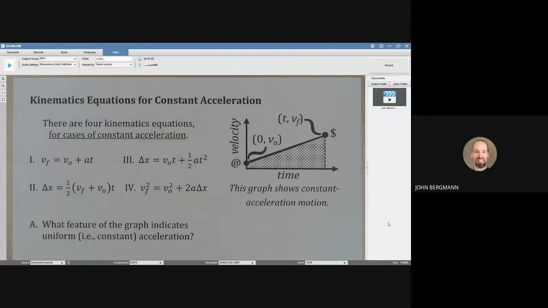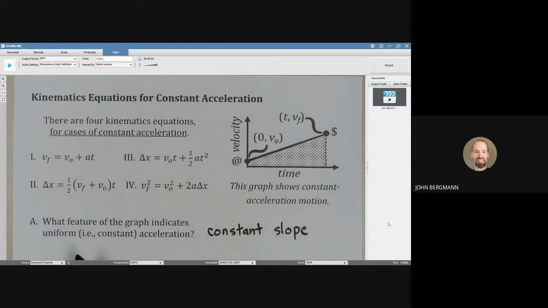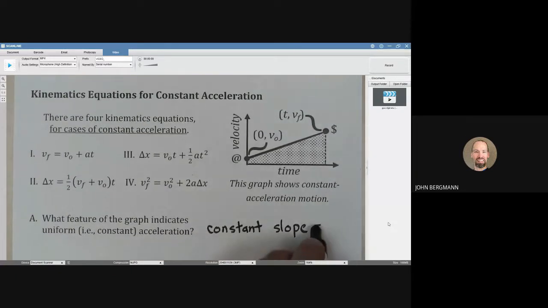Now, where do these come from? What we're showing here is constant acceleration motion. And what feature of this graph indicates uniform, that is constant acceleration? Well, that would be the constant slope. In other words, the slope is equal to the acceleration. Whatever the slope is, that's the acceleration.